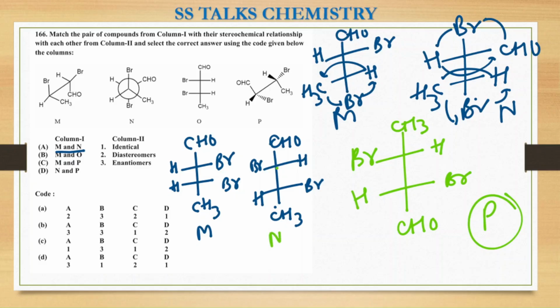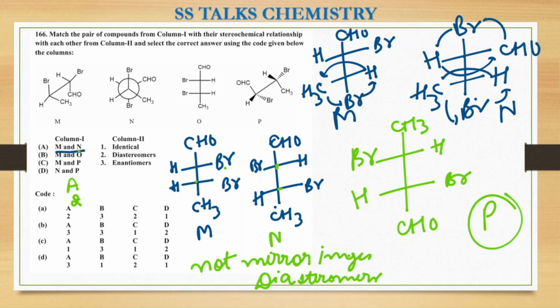You can see around this carbon center, these are reflecting like mirror images. But here you can see on this carbon center, both are having the same stereochemistry. That means these are not the mirror images. So that means these are my diastereomers. At one of the carbon centers the stereochemistry is changed, but on the other one it is the same only. That means these two are diastereomers, which represents that the relation between M and N is going to have the code 2, which represents the diastereomers.